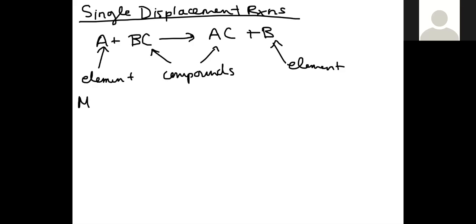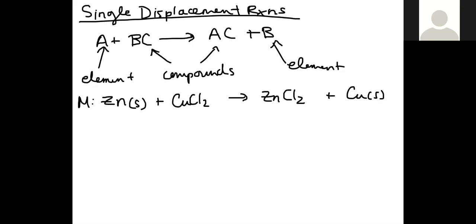So in your molecular, you have solid zinc plus CuCl2 goes to ZnCl2 plus Cu solid. So I will give you the phases. I will give you the phases of elements because I don't expect you to know those, but assume this is in aqueous conditions. So I need you to tell me what the phases for CuCl2 and ZnCl2 are. Can anyone tell me what those are? They're aqueous, yeah.